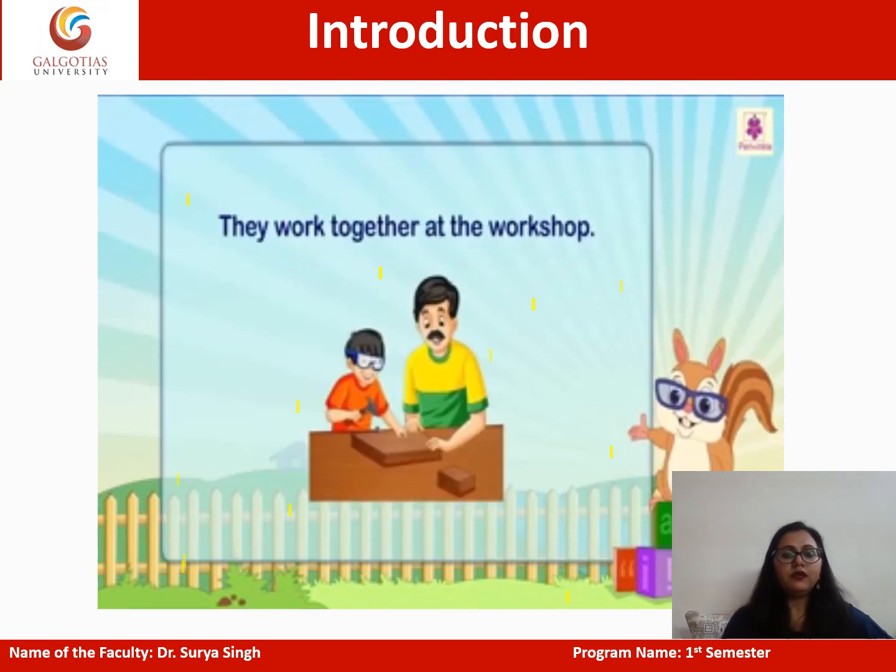In the same way, they work together at the workshop. They is the plural subject, so it took a plural verb, that is work. So that summarizes how subject and verb agreement works.